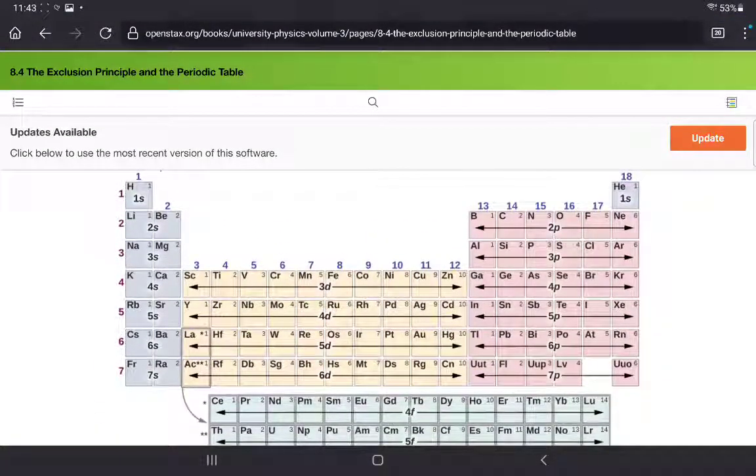So manganese, Mg, it's over here, it's the third row, second column. It's 3s, right? Okay, so if I count up the proton number: hydrogen's 1, helium's 2, lithium's 3, beryllium's 4, 5, 6, 7, 8, 9, 10. Neon has 10 protons. Sodium has 11. Manganese has 12.